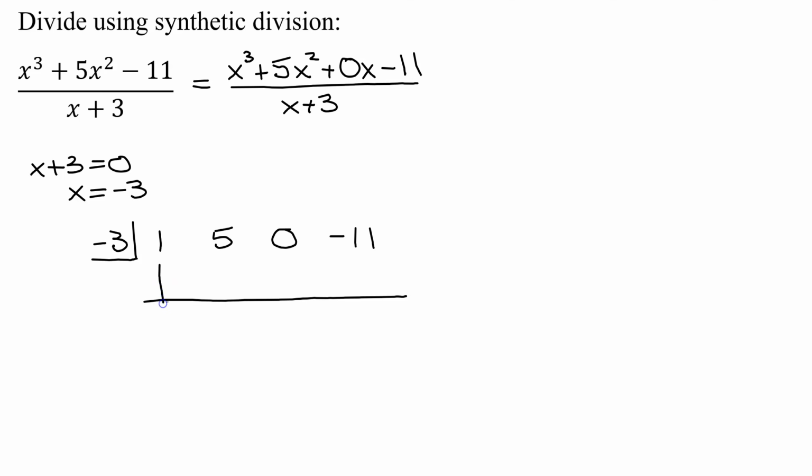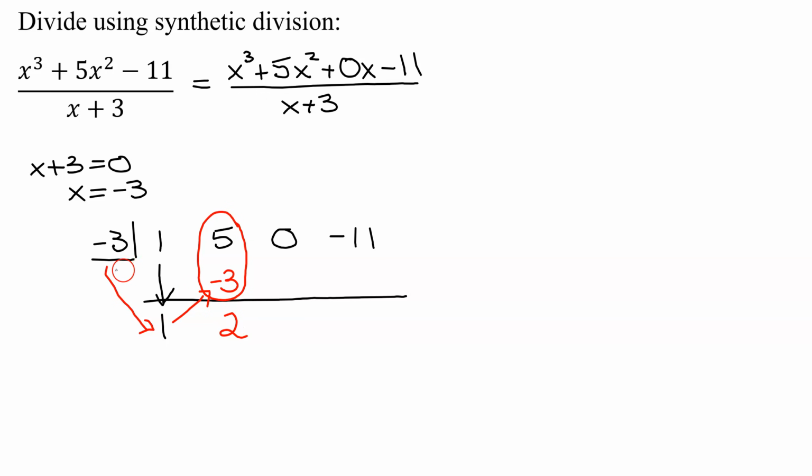You always bring down the first number as is, so you bring down the 1. And then you multiply negative 3 times 1, and you write the answer up here. So I am going to get negative 3 times 1 is negative 3. And then we add these two terms together. So 5 added to a negative 3 is 2.